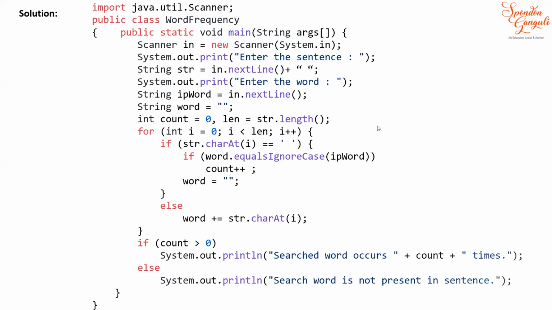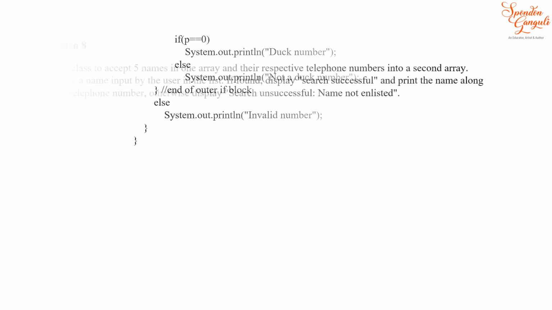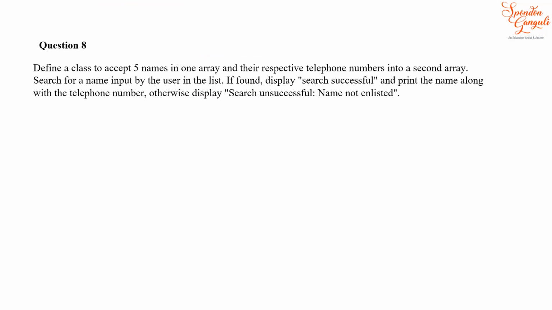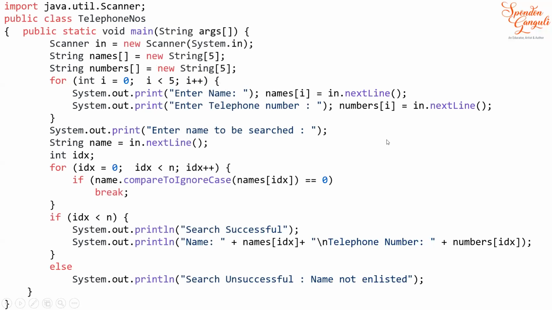Moving on to the next question. A class to accept 5 names in one array and their corresponding telephone numbers into a second array. Search for a name input by the user in the list. If found, display search successful, else not successful. Let's see the solution.